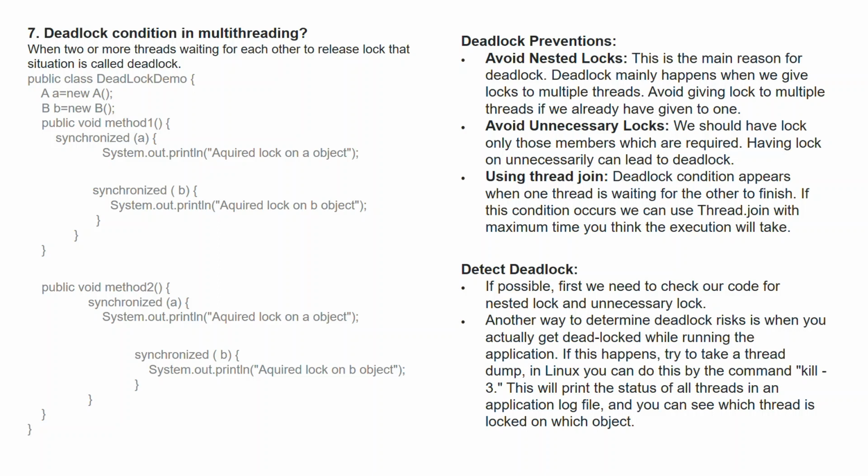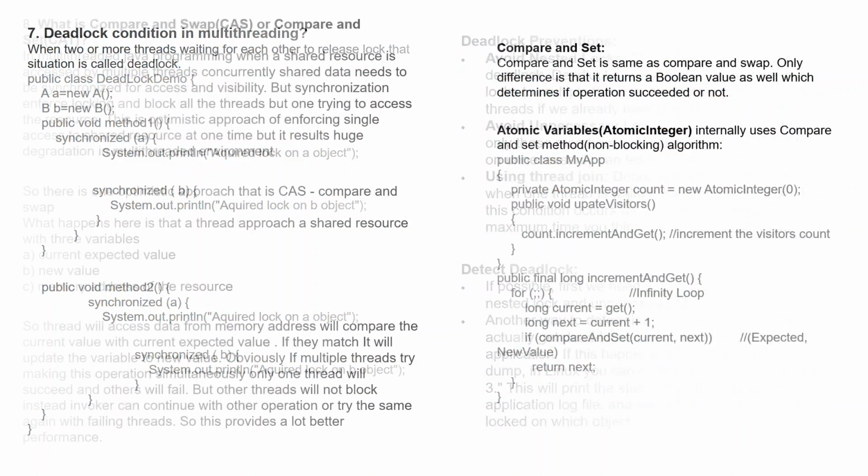Detect deadlock. If possible, first we need to check our code for nested locks and unnecessary locks. Another way to determine deadlock risks is when you actually get deadlocked while running the application. If this happens, try to take a thread dump. In Linux you can do this with the command kill -3. This will print the status of all threads in an application log file, and you can see which thread is locked on which object.